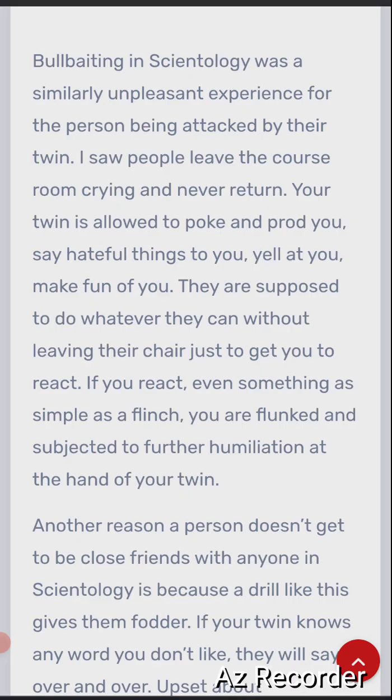Your twin is allowed to poke and prod you, say hateful things to you, yell at you, make fun of you. They are supposed to do whatever they can without leaving their chair just to get you to react. Huh, sound like a narcissist? If you react, even something as simple as a flinch, you are flunked and subjected to further humiliation at the hand of your twin.